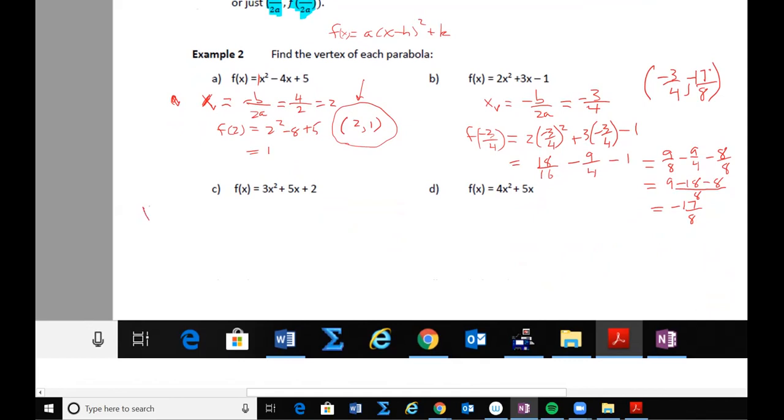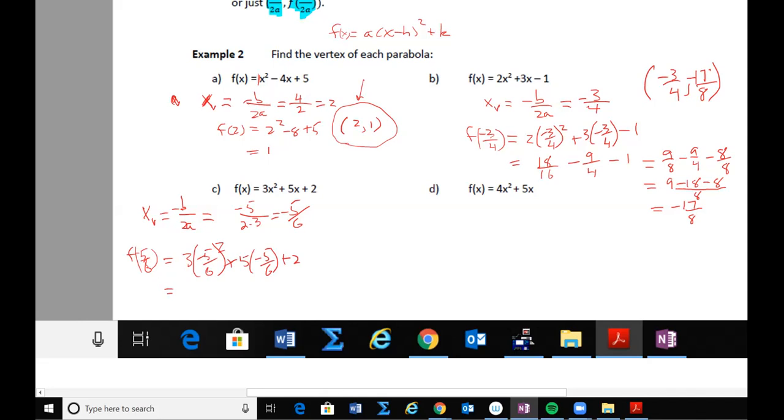Again, the x coordinate of the vertex is minus b over 2a. So just take your minus 5 over 2 times 3, so it's minus 5 over 6. To get the y coordinate, you'll have to find this value, f of negative 5/6. So you're going to have 3 times negative 5 over 6 squared plus 5 times negative 5 over 6. Again, we're going to work hard for this one because of that fraction.